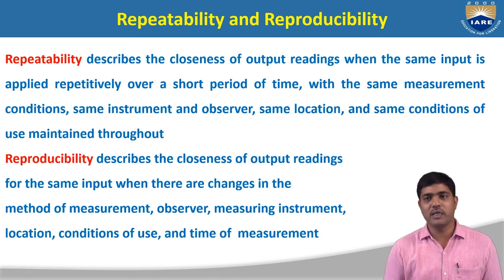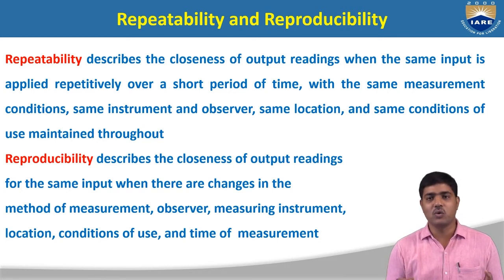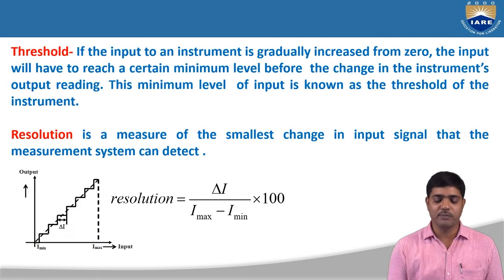And reproducibility, this is the closeness of output readings for the same input when there are changes in the method of measurement, or the observer may be different, you change the measuring instruments, location, conditions, and the time of measurement also, but still whatever readings you are taking, if they are close to each other, then you can say that the measurement system has the reproducibility capability.